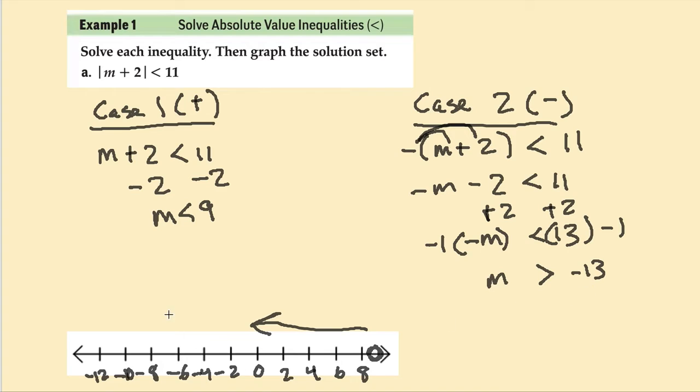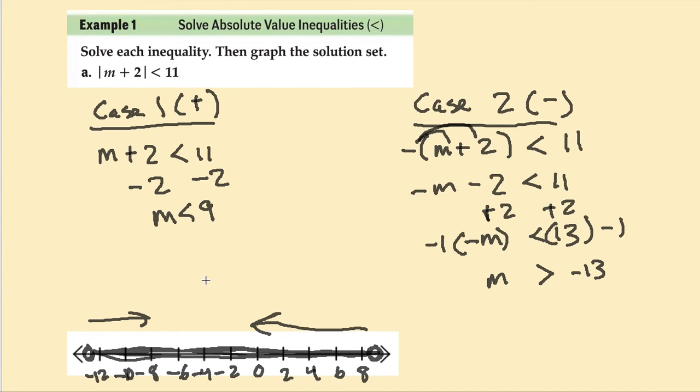We have m is greater than negative 13 here, so we're going to go over to about where negative 13 is. We're going to put another mark, and that's going this way. So the thing is, all the solutions for this lie within and between these two endpoints. So the solution of this problem winds up looking an awful lot like an intersection, which, if you remember, is an and statement. So all the values in here should be solutions for this right here.